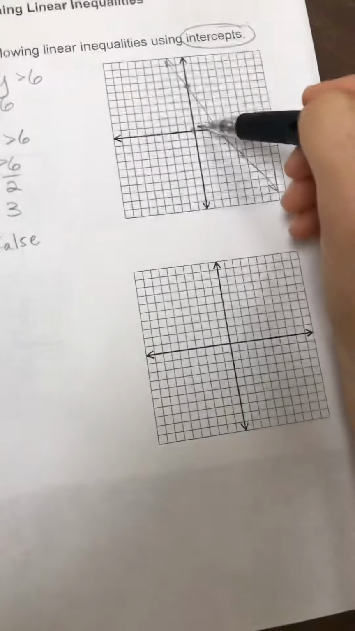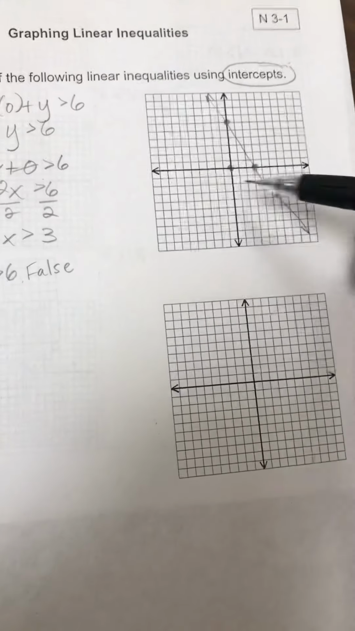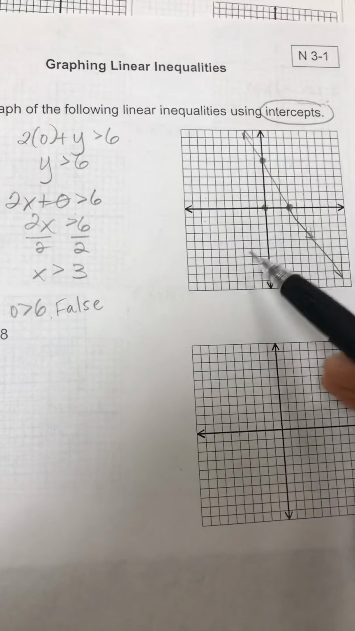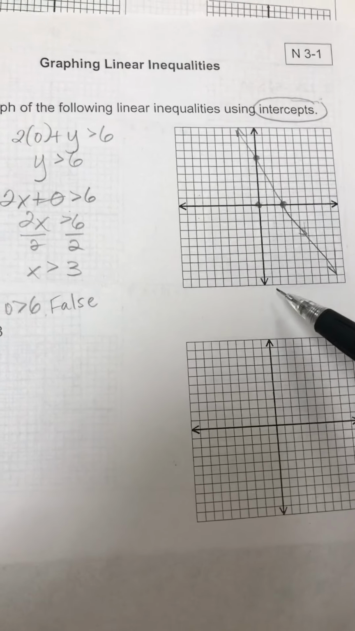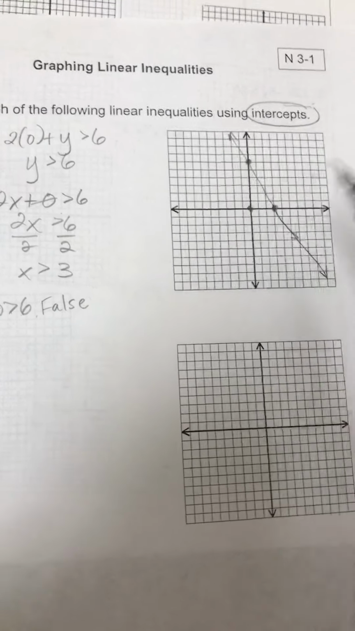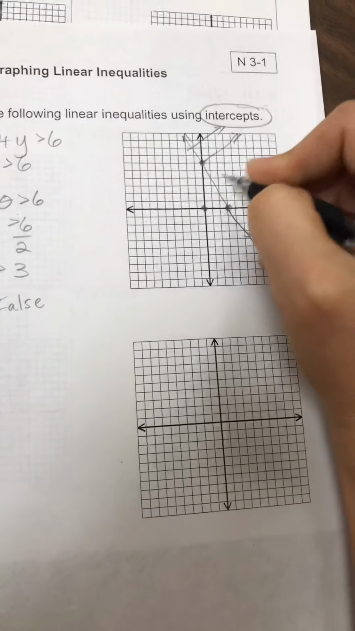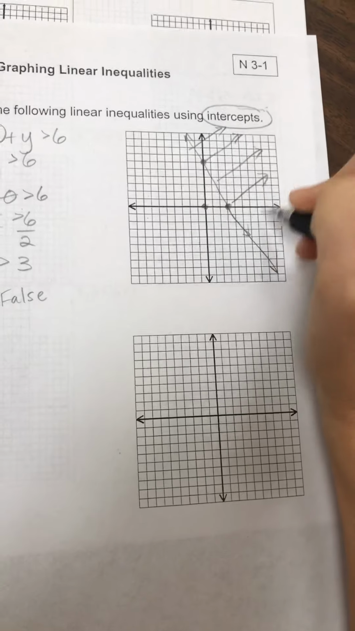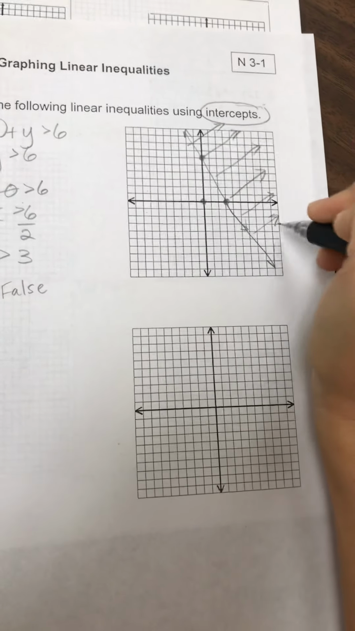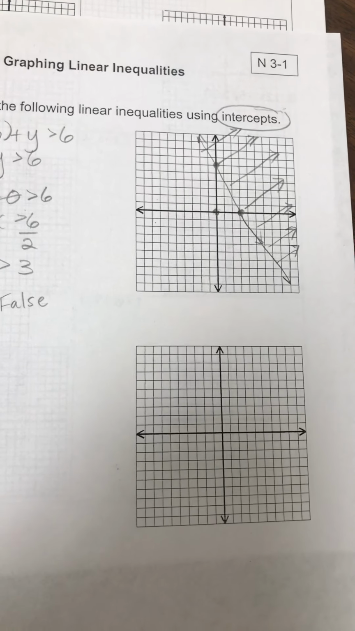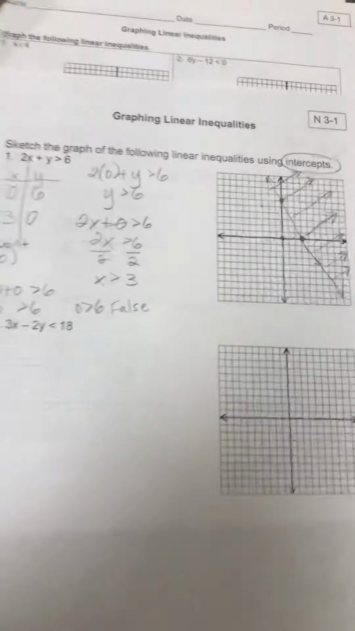Okay, so now this point is false. That means it is not a solution. So everything to the left of this line is not true, because you just tested this point. Therefore, you shade the other way, because if the other side is false, then this side is the only other option, and it has to be true. So that would be what your graph looks like.